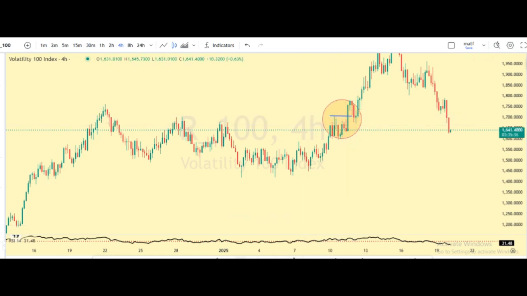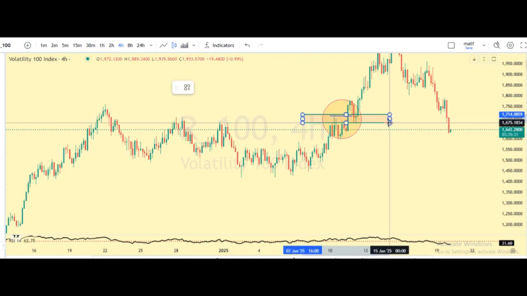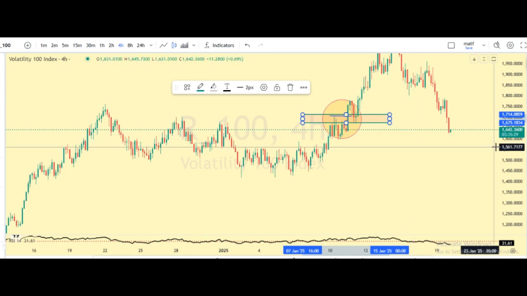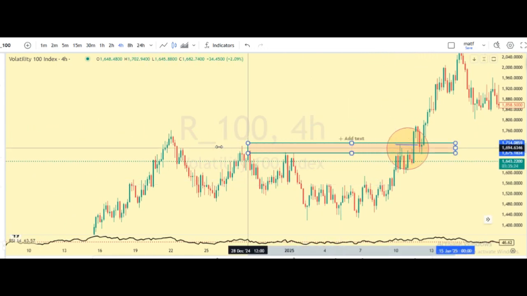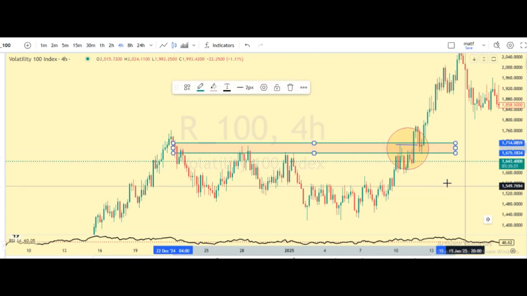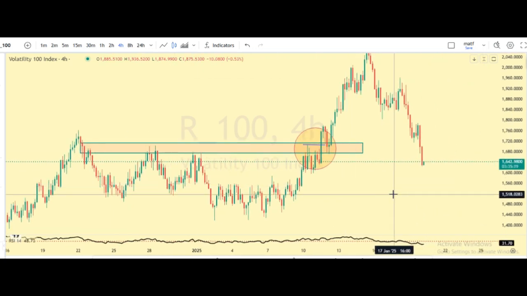What you do, just bring out your rectangular tool and mark that area. This is it. This is how you get this wick rejection area. Then what you do now, you extend it to the future, you extend it to the past. This can be applied to any of the market, be it the major forex, be it crypto and the likes.